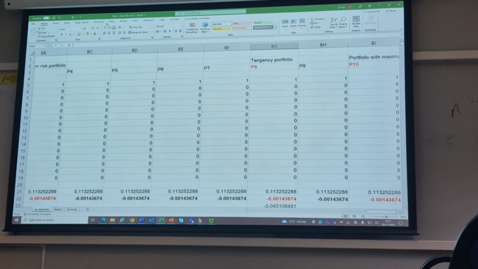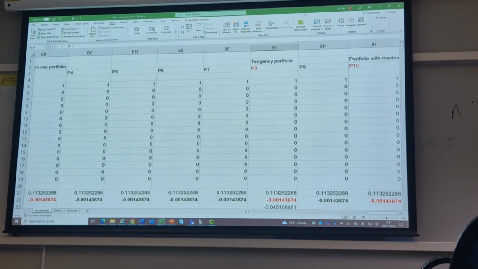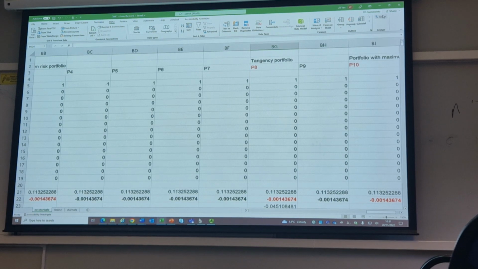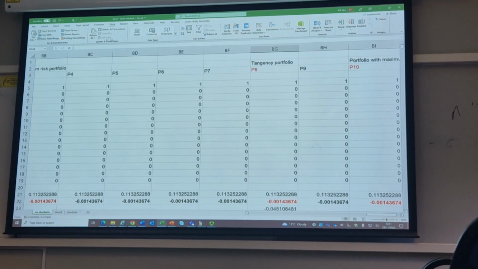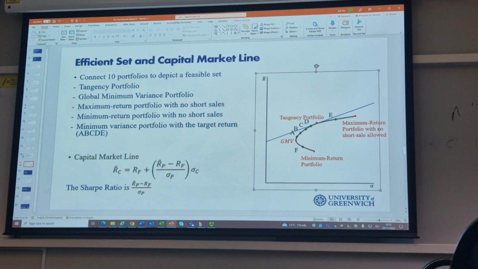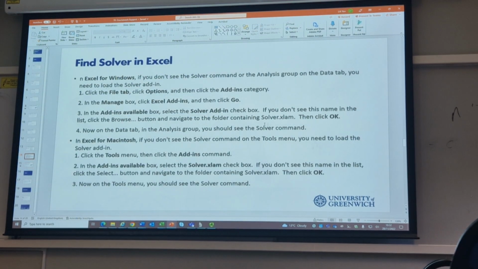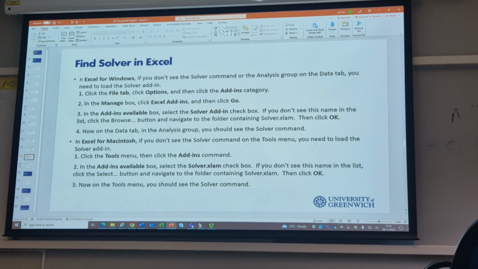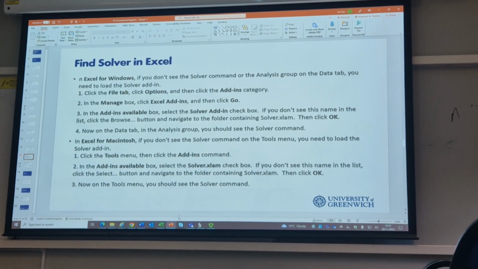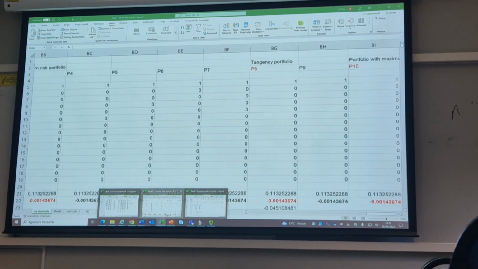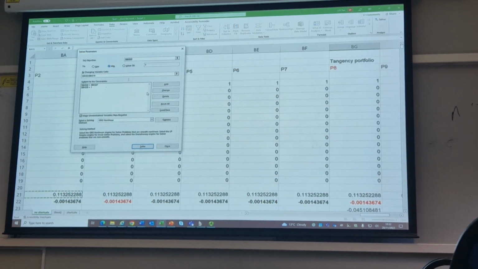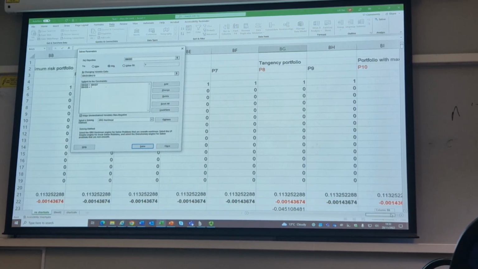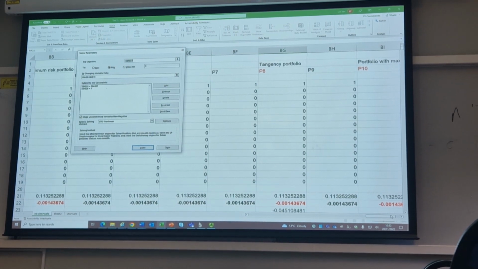To construct a portfolio, we need to use the solver function. If you can't see the solver under the Data menu, you need to get that. I should have shown in the slides how to get that. You can check that later. So click solver. And we need to construct the tangency portfolio first.